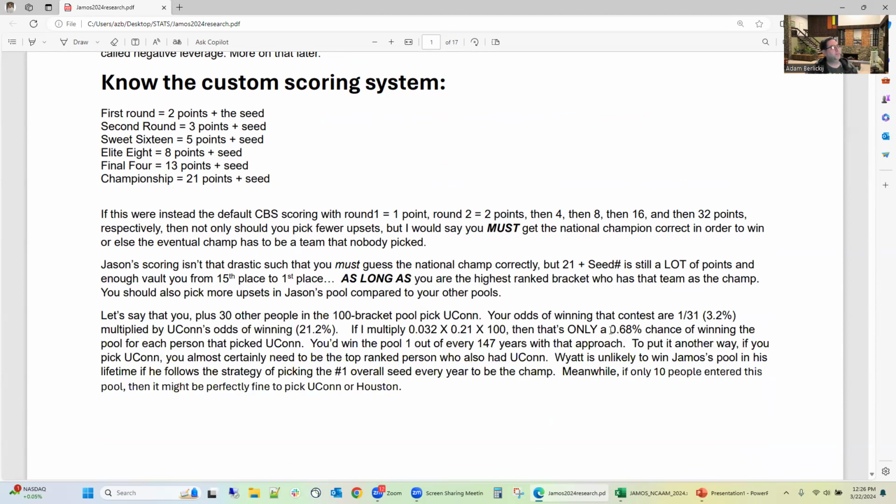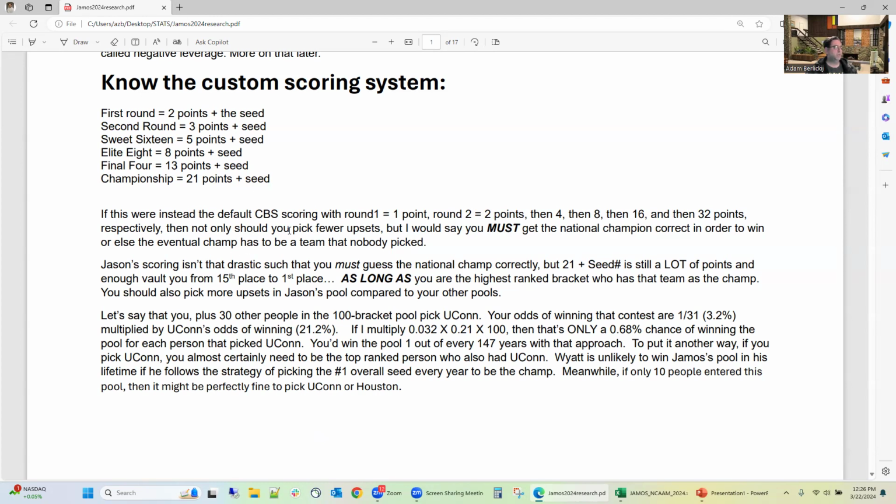First, it's important to know the custom scoring system, if they're not going with the default CBS scoring. Our pool happens to have this. I hate the default scoring that CBS has, where it's 32 points for the final match, because you pretty much must win the championship. Otherwise, you have no chance of winning. This is not as drastic, but it's still quite important. You still almost need to pick the champion and be the highest bracket that has that champion.